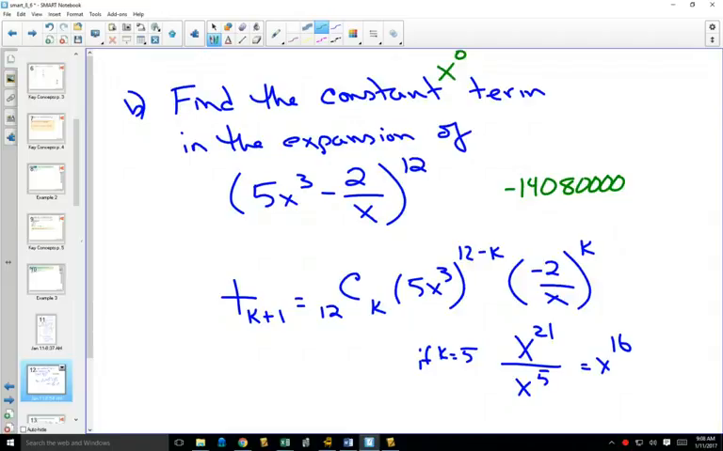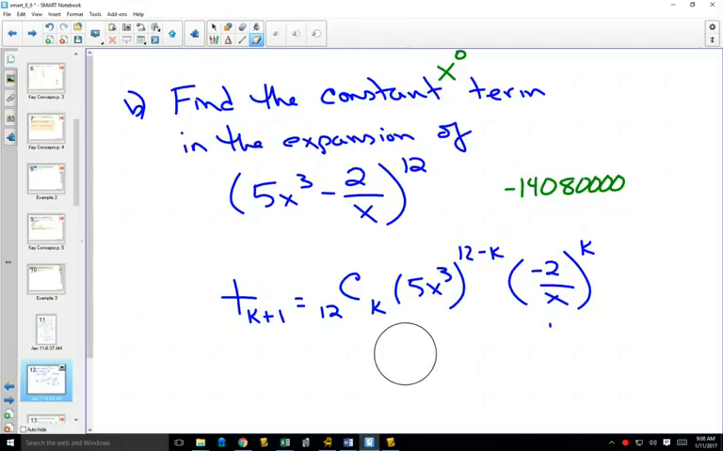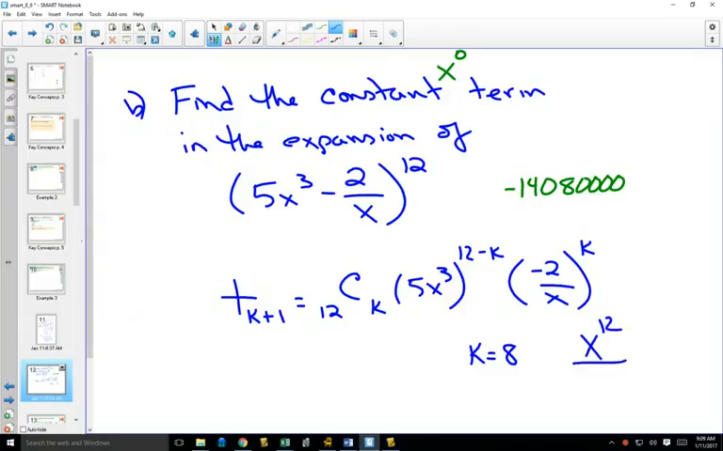So obviously, I need a lot more numbers on the bottom in order for it to cancel out. So k equals 5 didn't work, so I guess a bigger number on the bottom. I know the answer, but I'll purposely choose ones that get closer. So a bigger number on the bottom would be like k is equal to 8. So we try that one. If k is 8, 12 minus 8 is 4. That would give me x to the 12 on top and x to the 8 on the bottom, which leaves me with x to the 4.